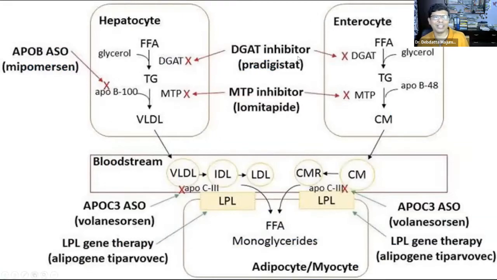So before that, because I don't want to skip any important slides, a very quick revision of hepatocyte, enterocyte, glycerol and free fatty acid combining to give TG. This is DGAT, and this is a drug, pradigastat, which is not available. I didn't spend anything on this. TG, ApoB, rest we said, lomitapide, volanesorsen. You also have an LPL gene therapy now approved. This is the name here. So this DGAT and LPL is just opposite. DGAT is causing glycerol and FFA to conjugate to form TG, and LPL is just doing the opposite. It is cleaving TG to glycerol and FFA.